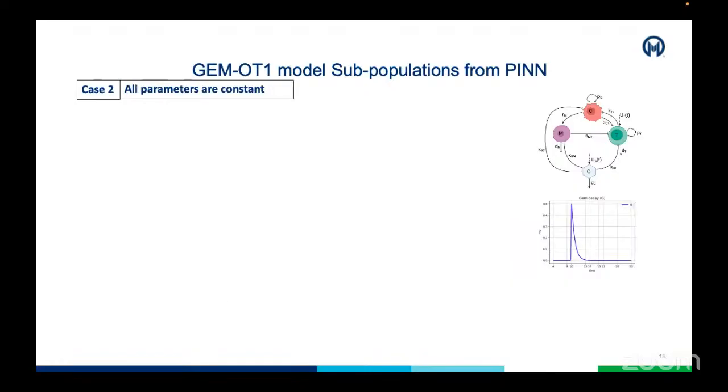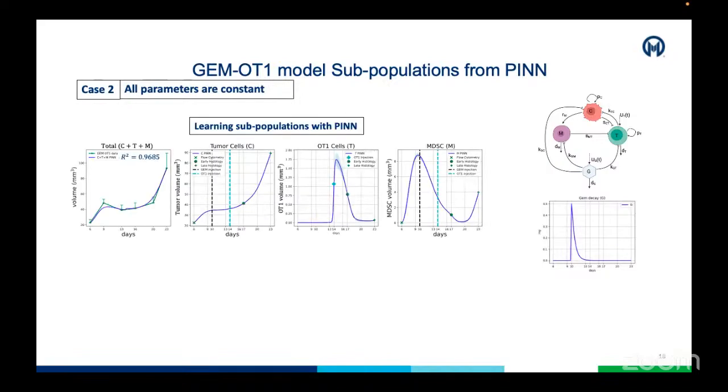Then to really understand these dynamics, we also did a case where all the parameters are constant. So that's this case here. We can see the solution from PIN. If you look at the sum of the subcompartments from PIN and compare with experimental data, it also matches. And then we see the sort of dynamics PIN is also able to learn in this constant case.